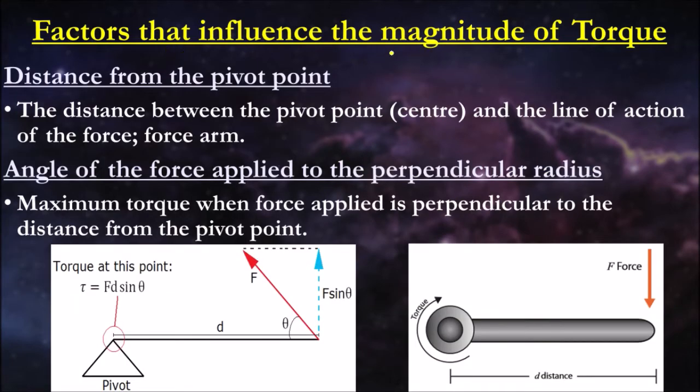Okay, so some factors that influence the magnitude, we already talked about it: the distance from the pivot point, that is, the distance between the pivot point center and the line of action of the force, that's what we have here, and the angle of the force applied to the perpendicular radius. Those are two really important factors that will influence how much rotation you see in your object.